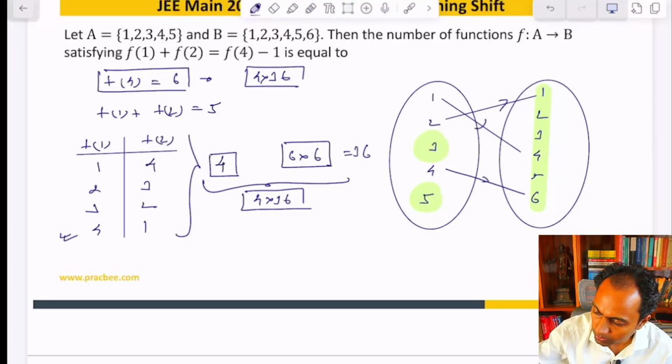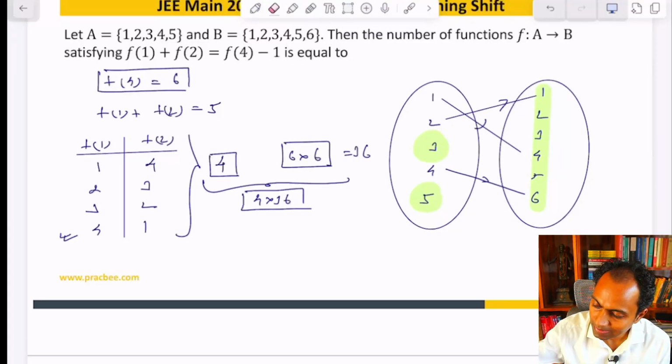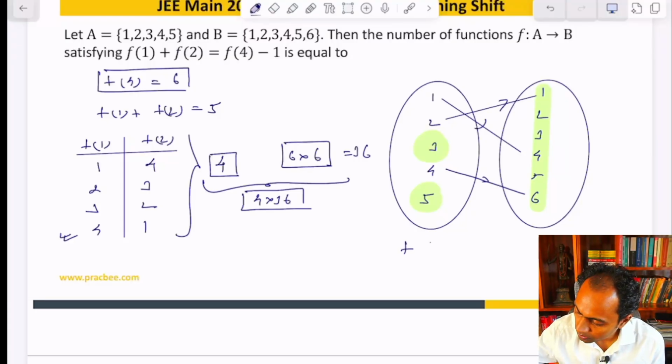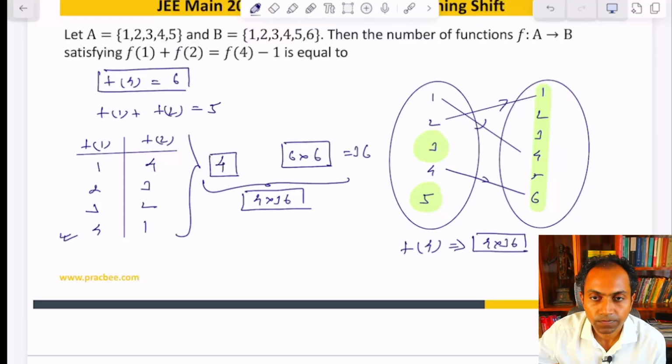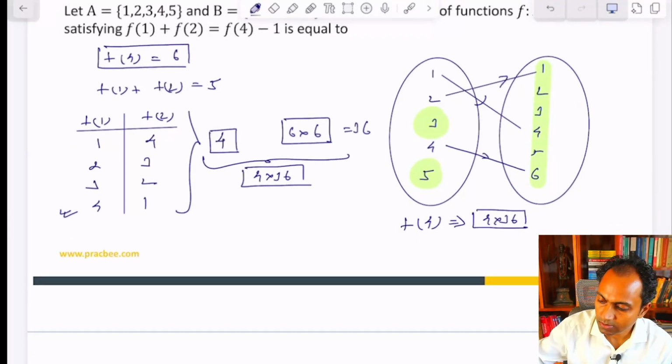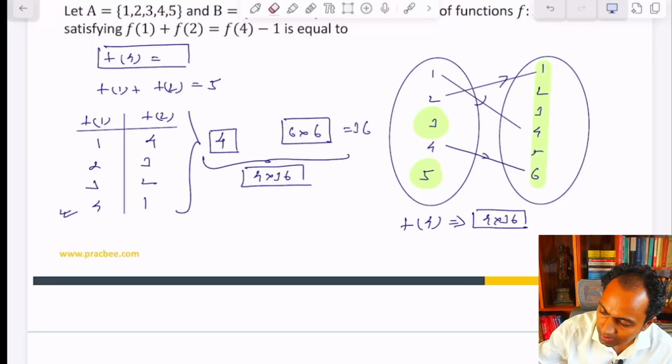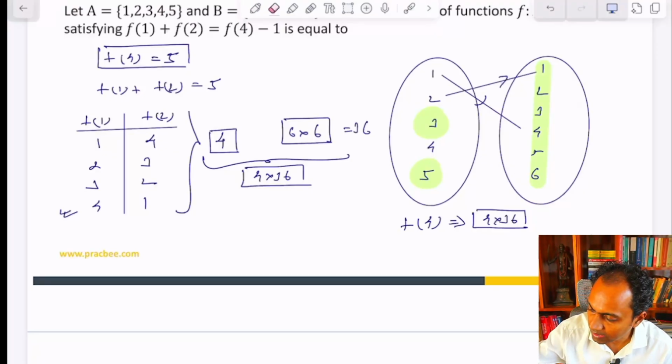So now I have understood that when f of 4 was 6, the total number of possible cases were 4 into 36. Now consider another case. Here, if I take a slightly lesser value, that is 5, you can see that here this will get mapped to 5.